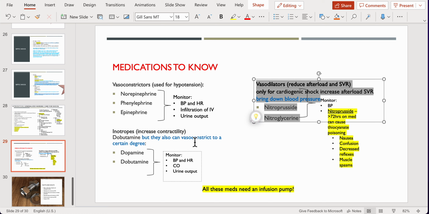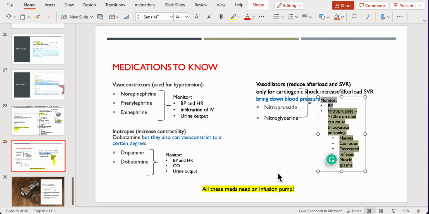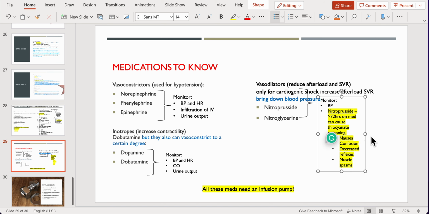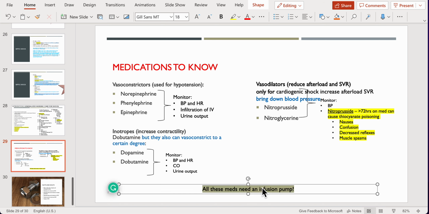Vasodilators reduce afterload and SVR, only for cardiogenic shock. They bring down blood pressure. Nitroprusside, nitroglycerin. Monitor BP. Nitroprusside for greater than 72 hours can cause thiocyanate poisoning: nausea, confusion, decreased reflexes, muscle spasms. All these meds need an infusion pump.